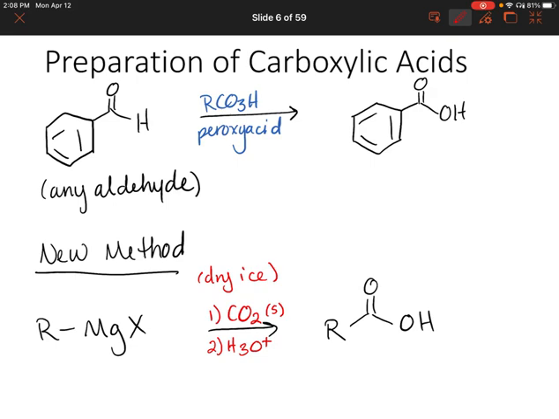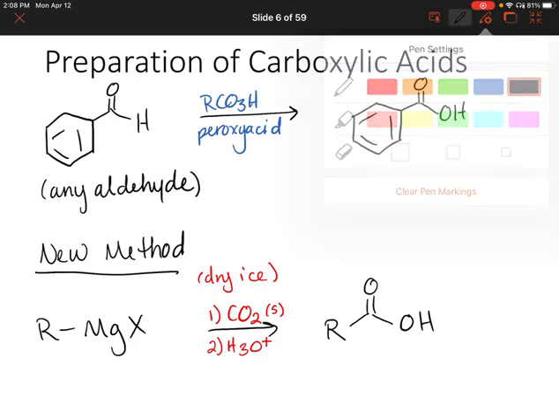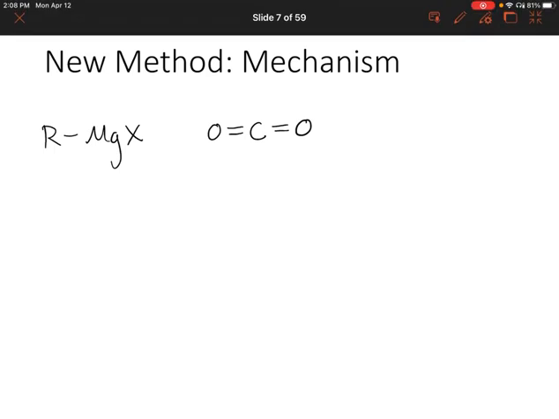So let's look at the mechanism for this new method. All right, so we've got our Grignard reagent and carbon dioxide. I was trying to say carbon dioxide and kept thinking carboxylic acid. I'm getting tongue-tied with all these carboxy things.